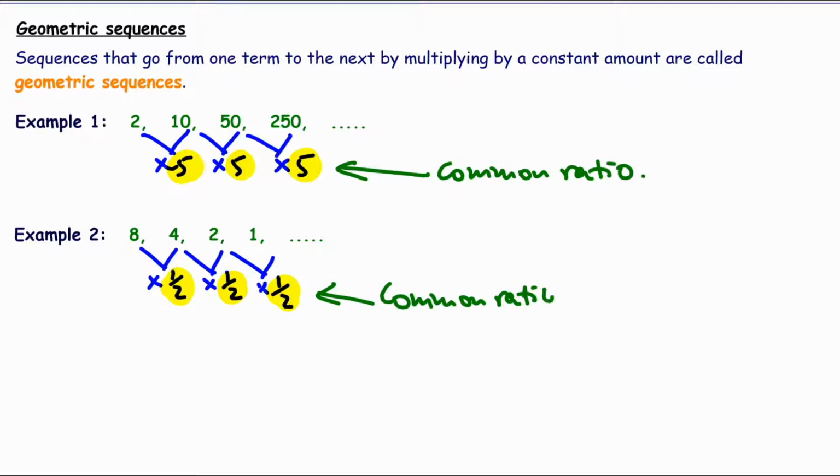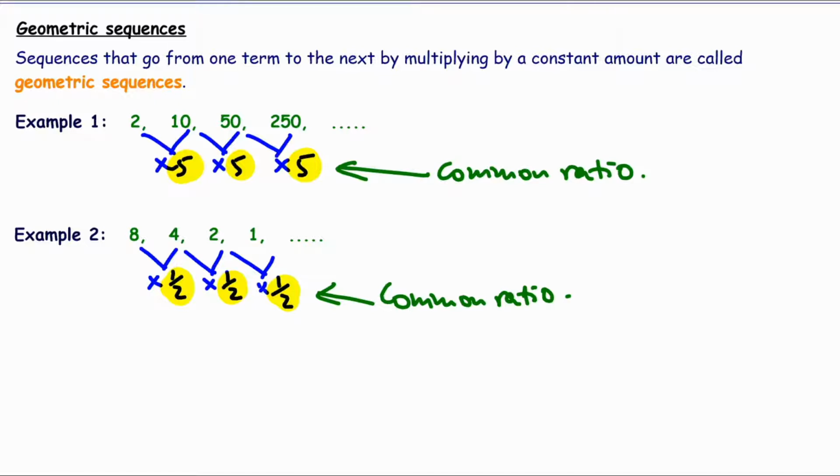Okay. So what is this common ratio? The common ratio of a geometric sequence can be found by dividing any term in the sequence by the one before it. For example, 8 divided by 4 is a half. 10 divided by 2 is 5. And that's how you find the common ratio.